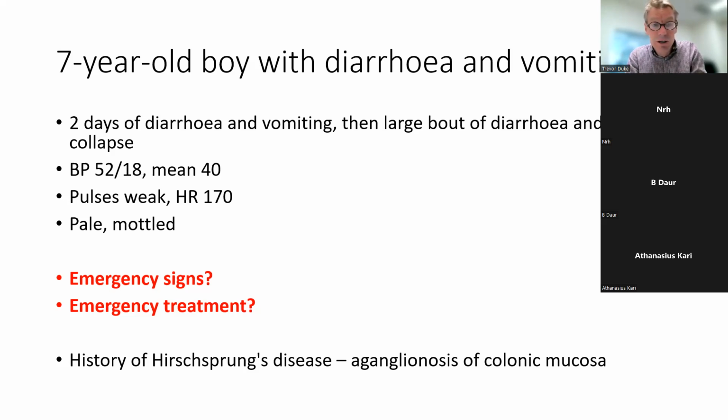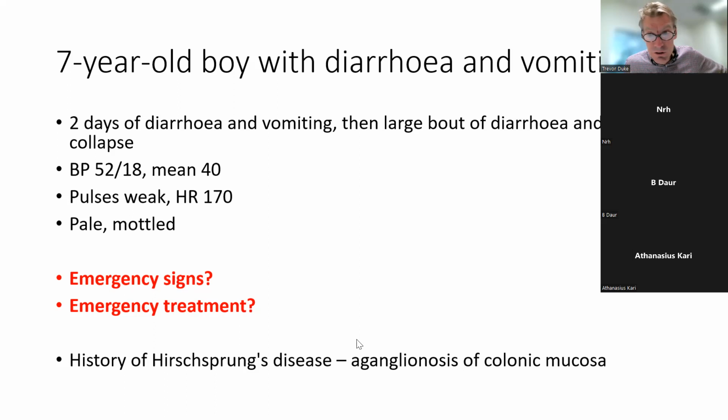A child like this who's got weak pulses, marked tachycardia, and a very low blood pressure for his age, you would give 20 mils per kilo of fluid. Because he's got diarrhea and vomiting, you can't do any harm by doing that. If a child presents though with sepsis and pneumonia, then you can make things worse if you give them lots of fluid. But in a child who's got diarrhea and vomiting and signs of shock from hypovolemia or severe dehydration, then you can hardly do any harm. So yes, that would be a good first up emergency treatment.